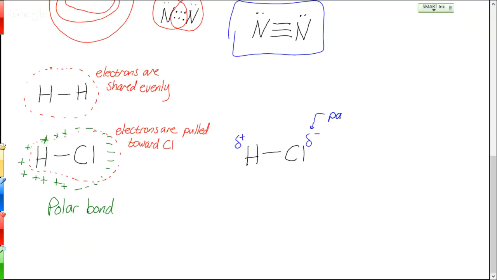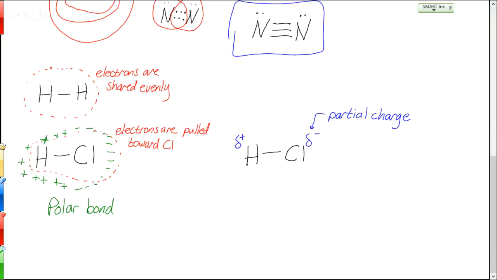And that stands for a partial charge instead of a full charge. So rather than being a fully charged chloride ion, it's just a little bit of a charge, a partial charge on the Cl. So partial negative on the Cl, partial positive on the H. And so that's a polar covalent bond.